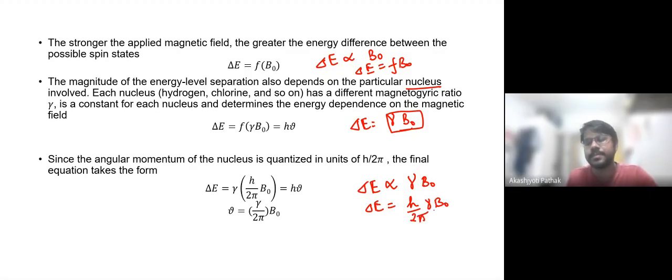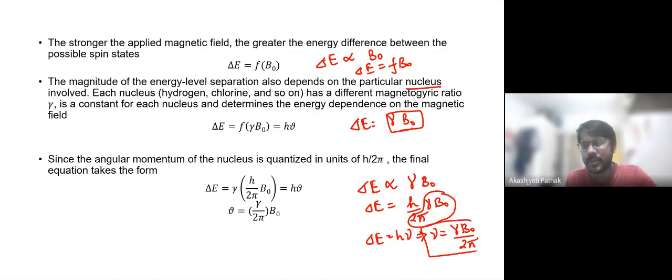So basically ΔE equals hν, right? This entire term is basically your frequency. So what is your frequency? From here you can say that your frequency is γB0/2π. So this is basically the resonance frequency.